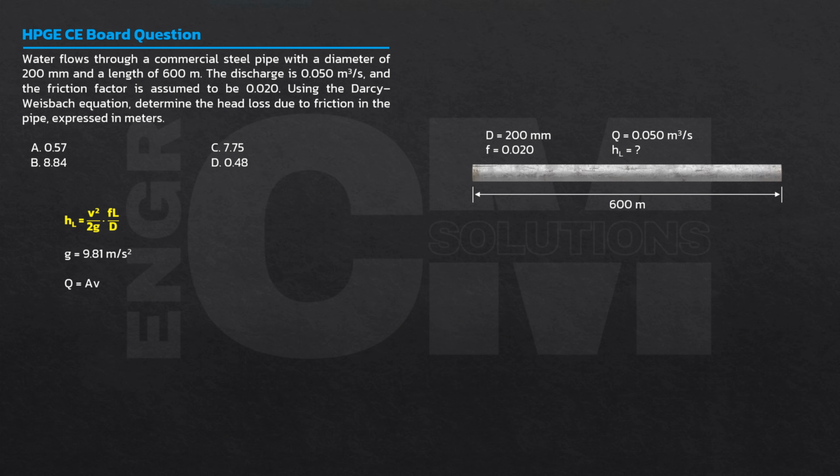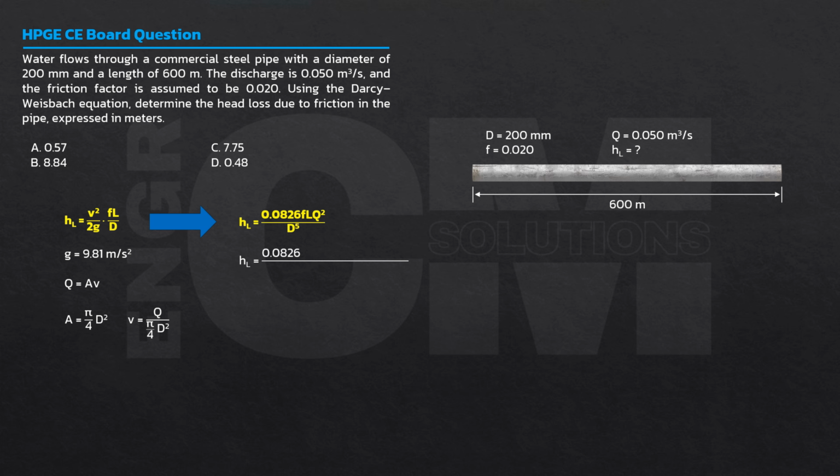to area times velocity. Area is pi over 4 diameter squared. Ganun po yung mangyayari. So, with that, ang V natin, hindi ko na ipapakita yung total derivation, pero ito yung nangyari. Kung i-plug mo yan dito, with constant pi over 4 squared, then g na 9.81, the formula becomes h_f equals 0.0826 fL Q squared over diameter to the fifth.